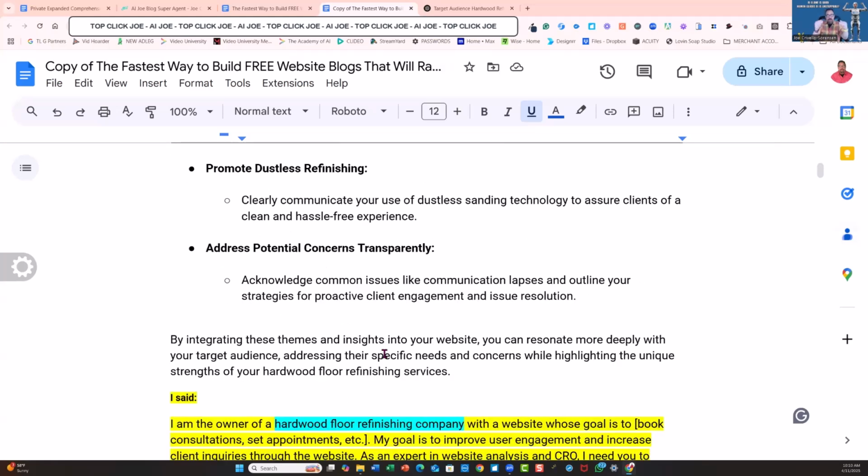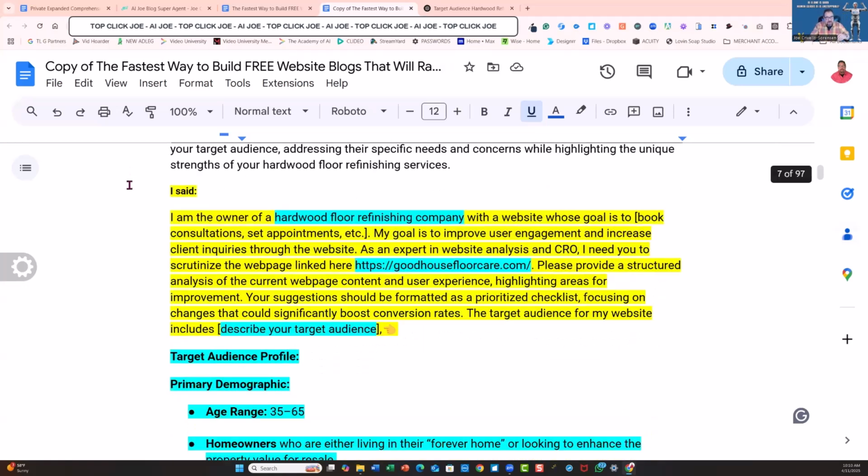And remember, you're building on this. This is building blocks. It's not done, as you can see, it's 97 pages. You don't have to read the whole thing if you don't want. You can just scroll through this thing and start grabbing all these and start doing it yourself.